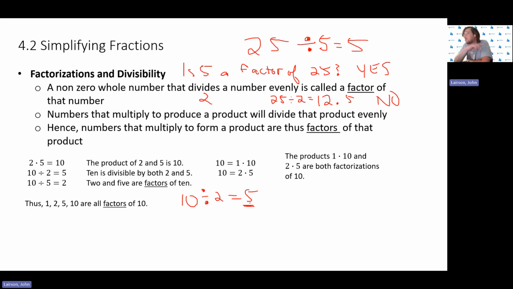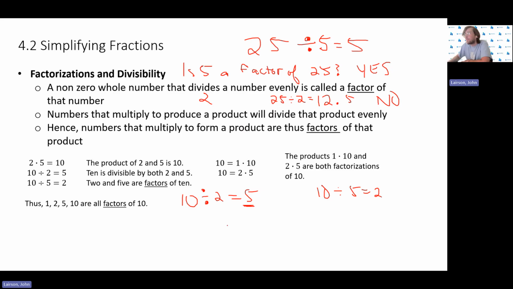But since 2 is a factor, and 5 is a whole number, 5 is also going to be a factor. We could double check that real quick, right? 10 divided by 5 is 2. And we can see that definitely by our definition of what a factor is, this is a factor.